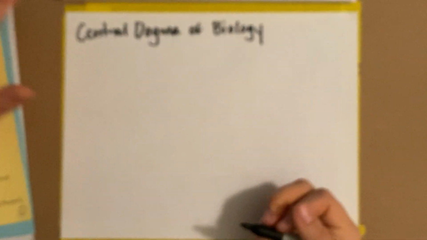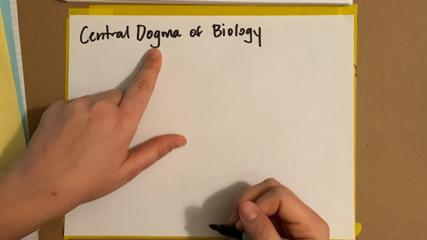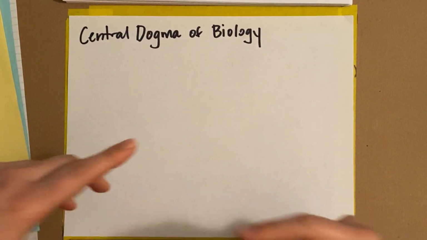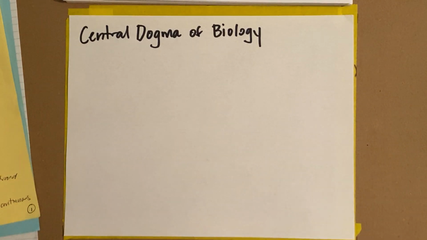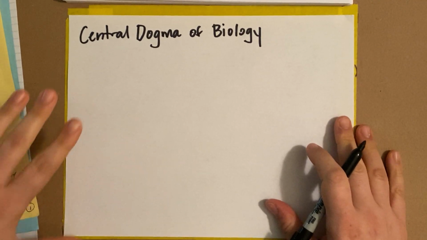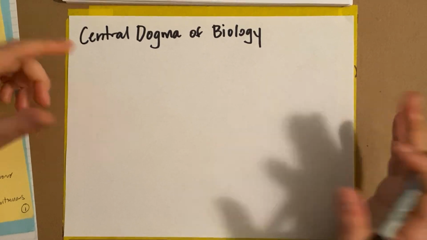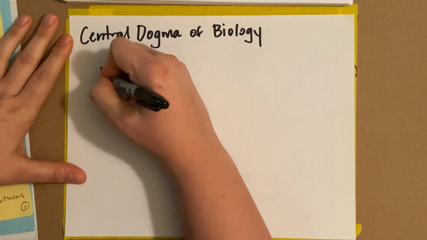Okay, so the central dogma of biology. A dogma is a principle set down by an authority, saying that this is true. So this is a statement that has been put down by biologists saying that this is how the information stored in DNA is converted into protein. Okay, and so this is the central dogma.